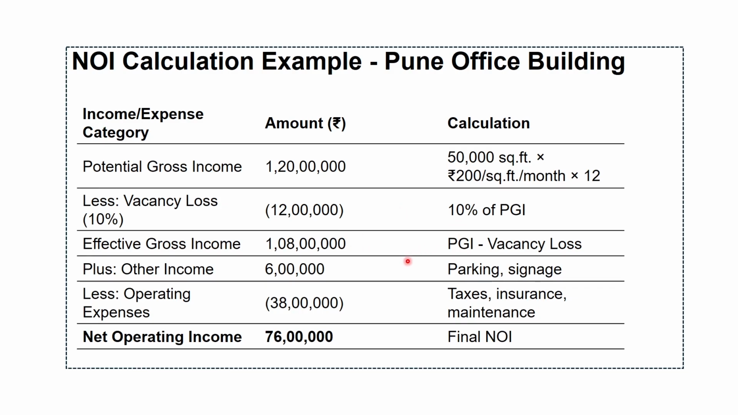We add other income of 6 lakhs, right? This could be parking fees, signage revenue, or charges for additional services. In a modern office building, this can be quite substantial.